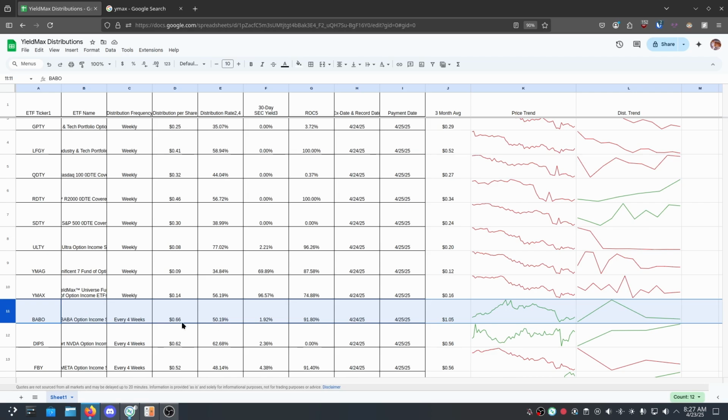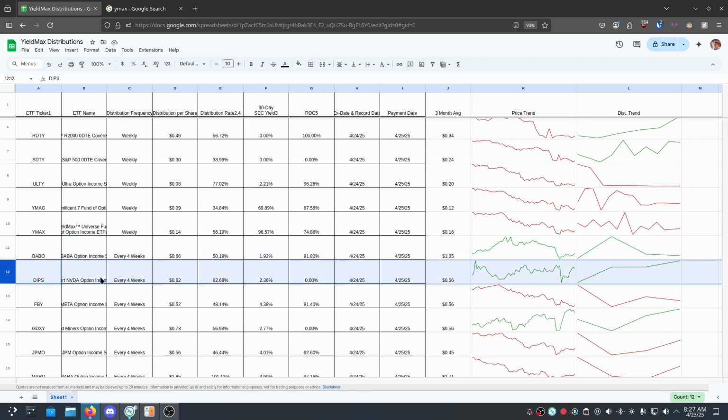BABO, we have a 66-cent distribution with a 3-month average of 105. You can see here how that fares. Now, obviously, the average is quite high because we probably had a distribution out there that was very high as well. So we have DIPS, a 62-cent distribution with a 3-month average of 56 cents. Doing well, actually, despite it not being above its 3-month average.